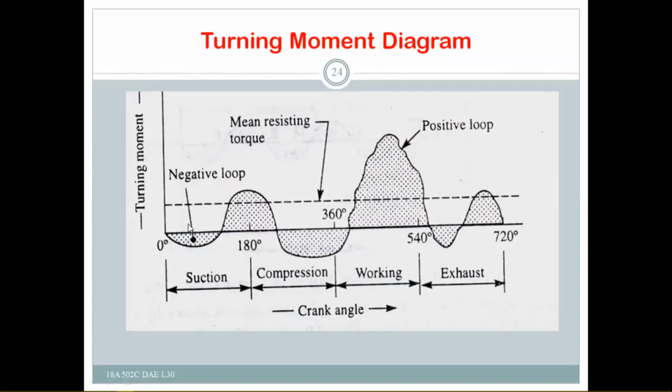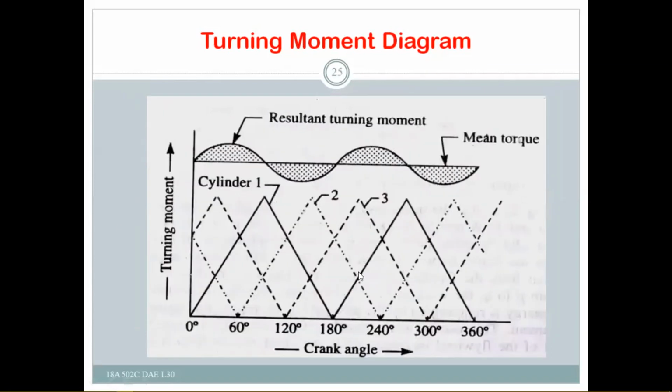This is a suction stroke for 180 degrees, and this is a compression stroke for 180 degrees, and this is the power stroke for another 180 degrees, and this is the exhaust stroke for 180 degrees. The turning moment or torque is plotted against the crank angle. So if you see here also, this is the mean torque line, this is the positive loop, and this is the negative loop. So crank angle goes up to 720 degrees, and this will be varying like this, right?